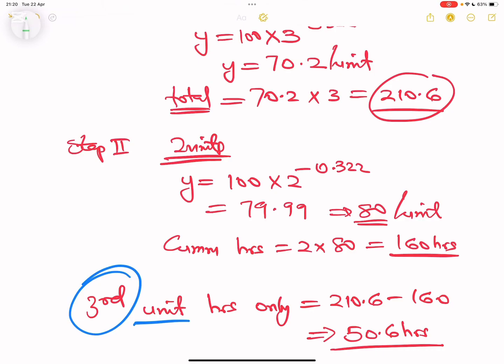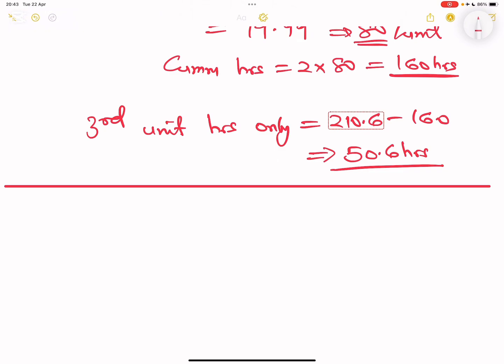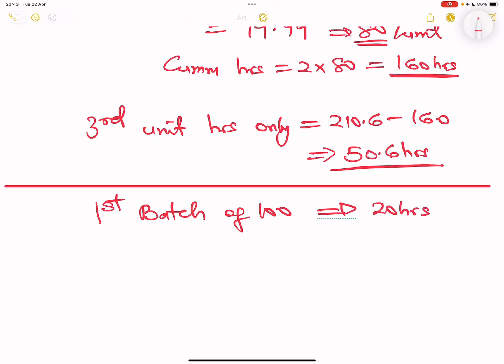The previous example that we've looked at focused on units, but you can have a question that is given in batches. So I'm going to solve this question in batches so you can see how to deal with it. Right, so let's work an example. Take, for instance, the first batch. Let's say each batch is made up of 100. So the first batch of 100 takes 20 hours, and the learning curve rate is 90%.